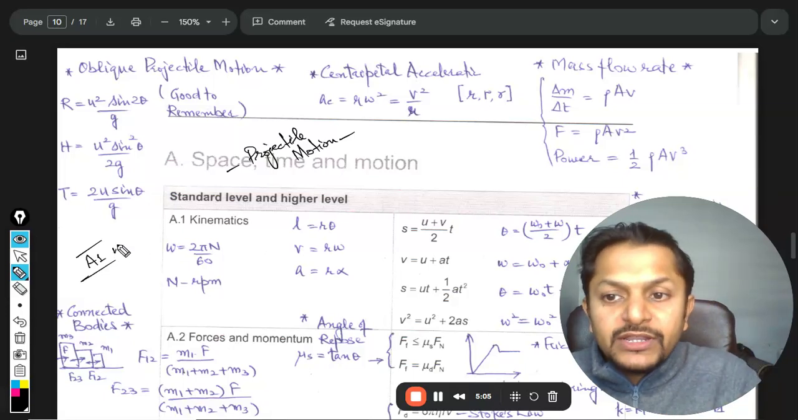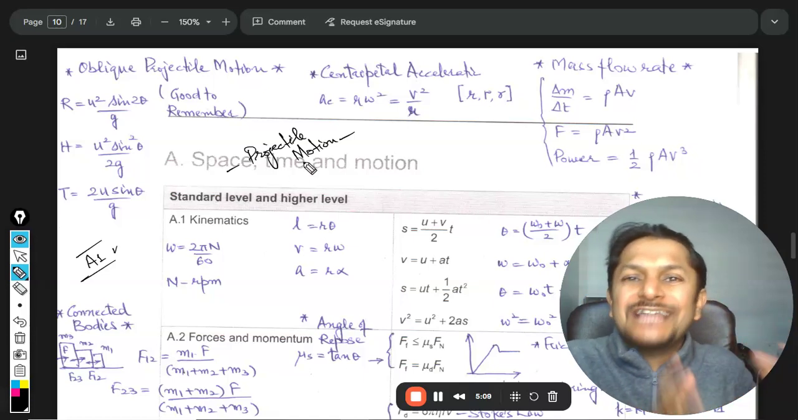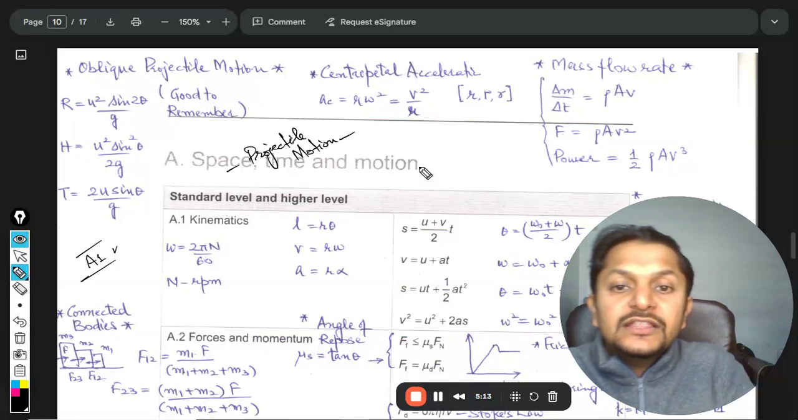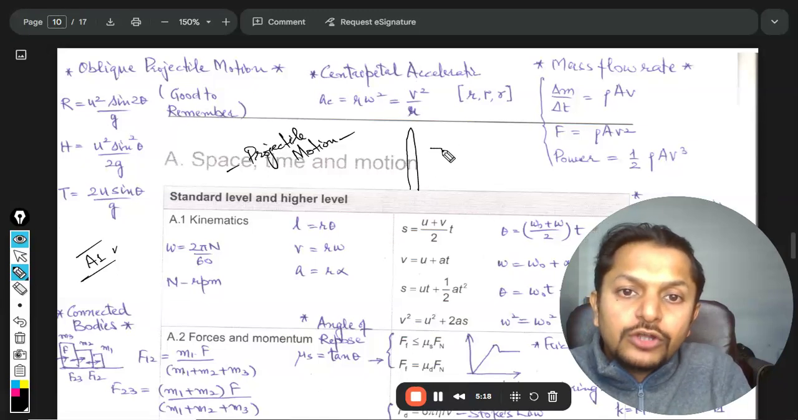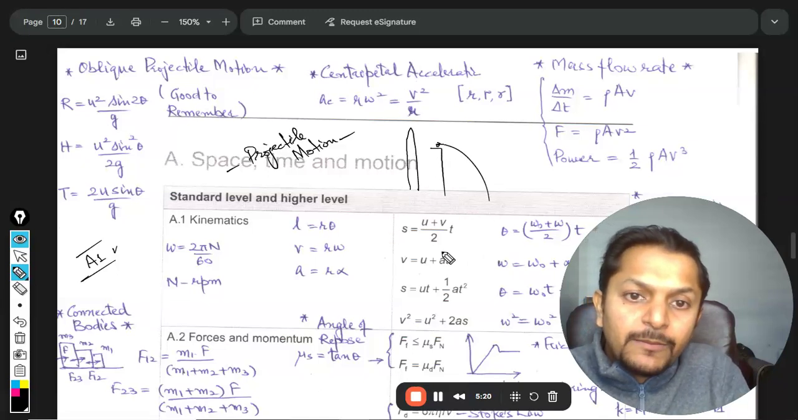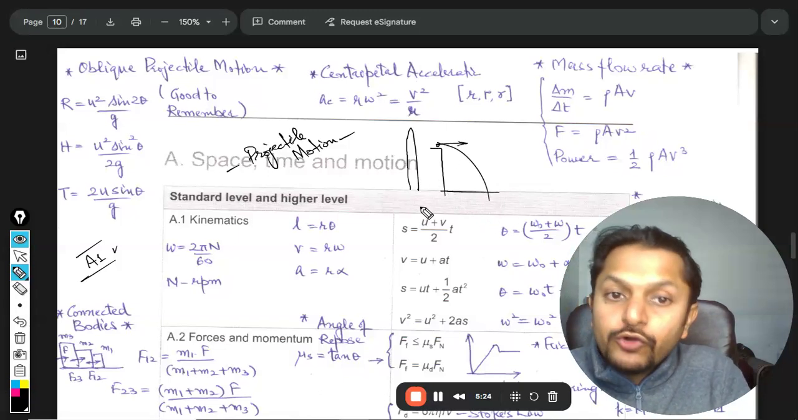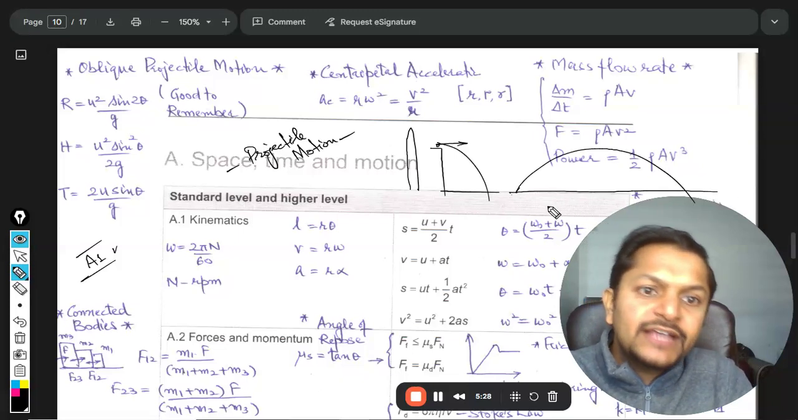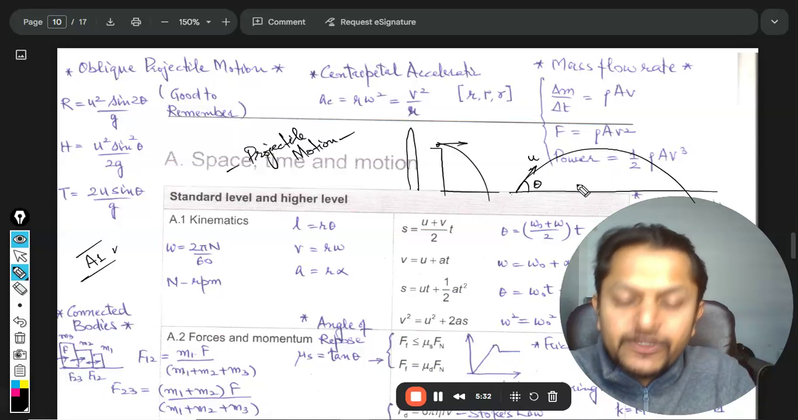The point that I was making here is that there are various types of projectile motions which are defined, like the vertical projectile motion, where the body is going up and coming down. The horizontal projectile motion, like you are kicking a ball from the rooftop. Then there is another projectile motion like this, which is known as oblique projectile motion.